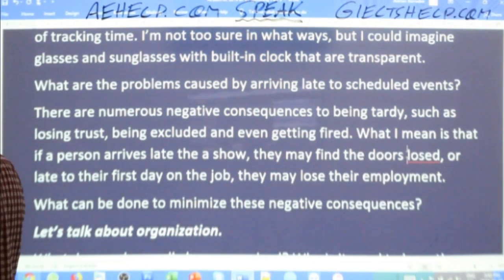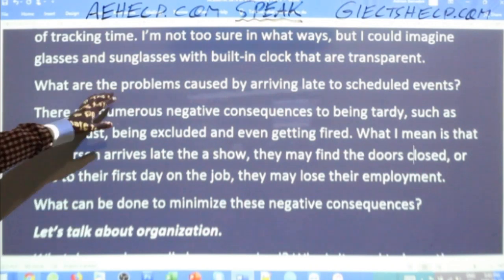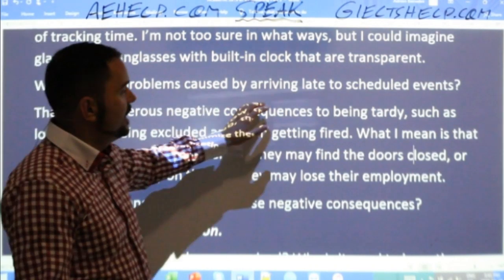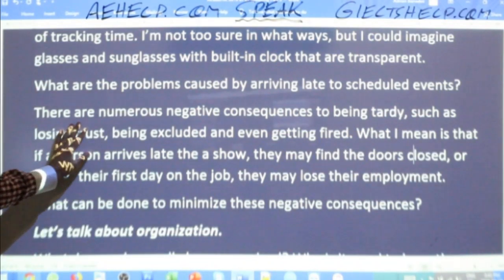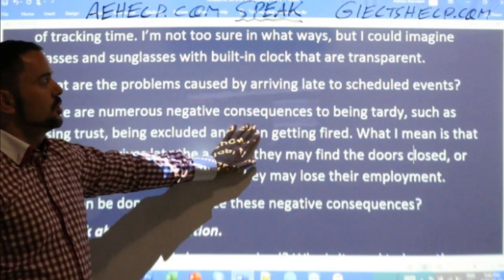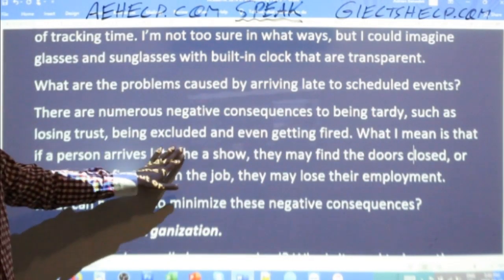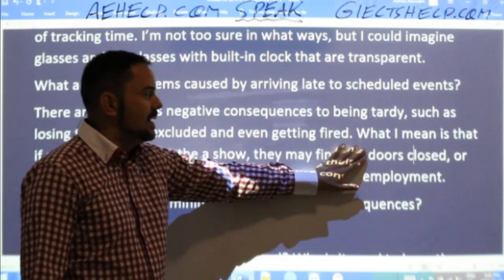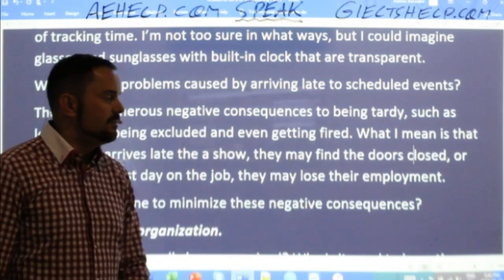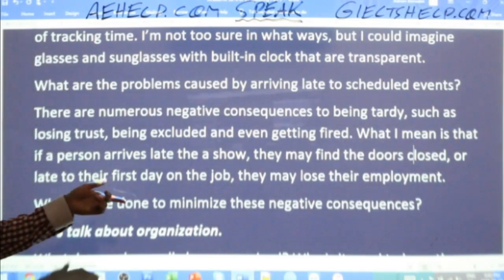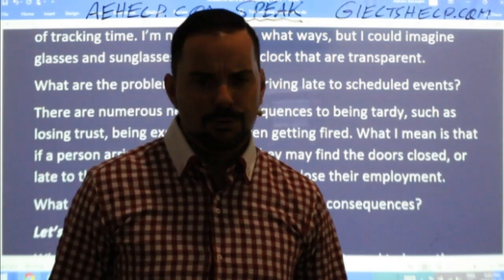All right. Repeat after me. What are the problems caused by arriving late to scheduled events? There are numerous negative consequences to being tardy, such as losing trust, being excluded, and even getting fired. What I mean is that if a person arrives late to a show, they may find the doors closed, or late to their first day on the job, they may lose their employment.